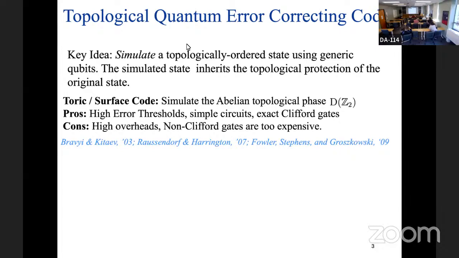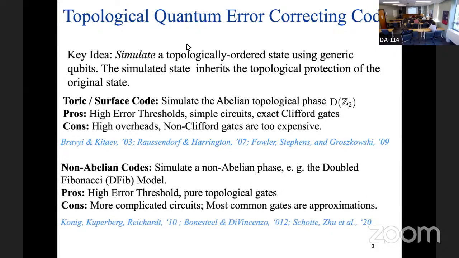The main advantage of this code is that it has very high error thresholds, and also the circuits for implementing this code are relatively simple. Also, all the Clifford gates can be done exactly transversally. The cons are mainly the high overheads. If you want very accurate gates, you have to use many qubits, too many for any experimentalist who likes to work with them, usually. And also, non-Clifford gates, such as the T gate, are very expensive to build in this approach.